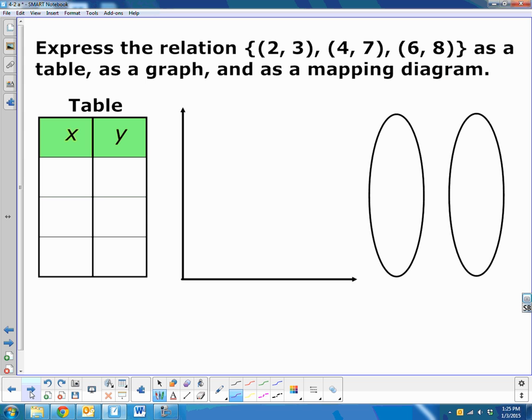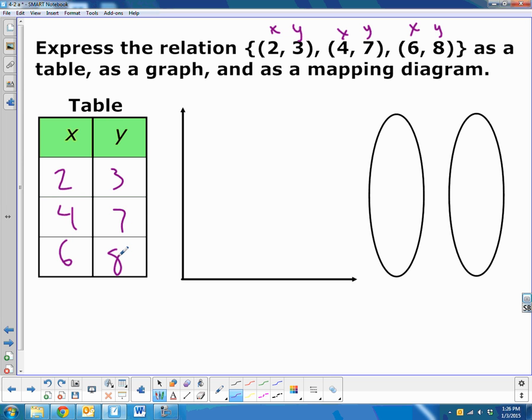Here we go. So part of your assignment, or most of your assignment, will look like this. We're going to express this relationship, this set right here of ordered pairs, as a table, as a graph, and as a mapping diagram. So we're going to be making these. The table, which is the first one on our left here, we have our ordered pairs x, y, and of course x, y. So we've got our three different ordered pairs. So x, y, x, y, x, y.